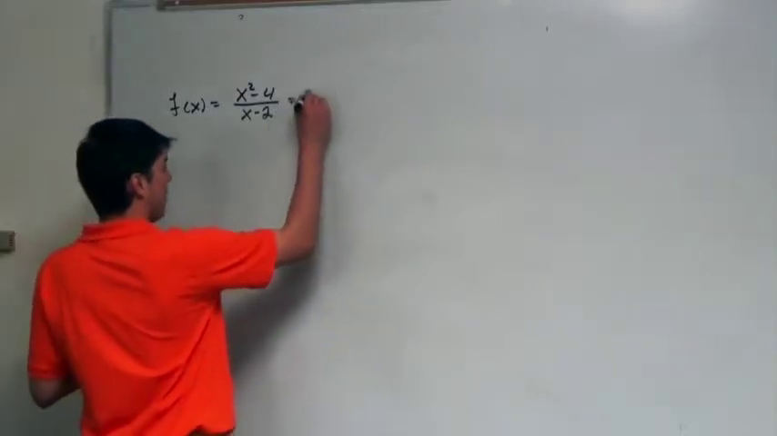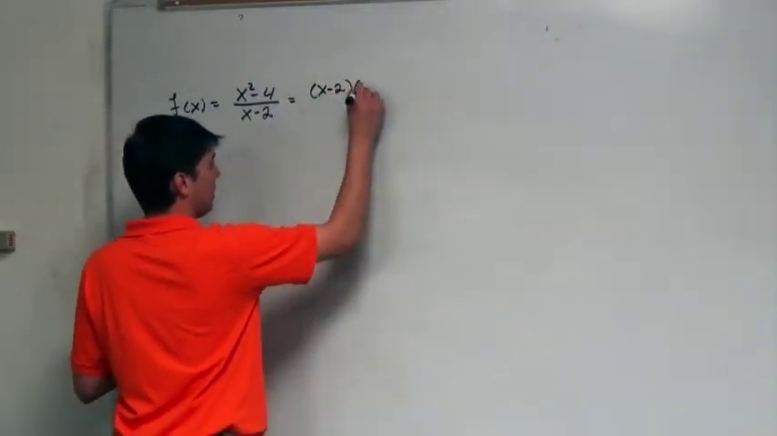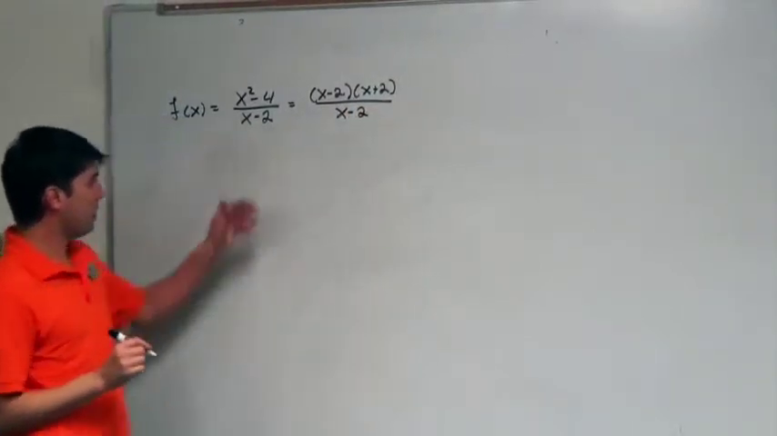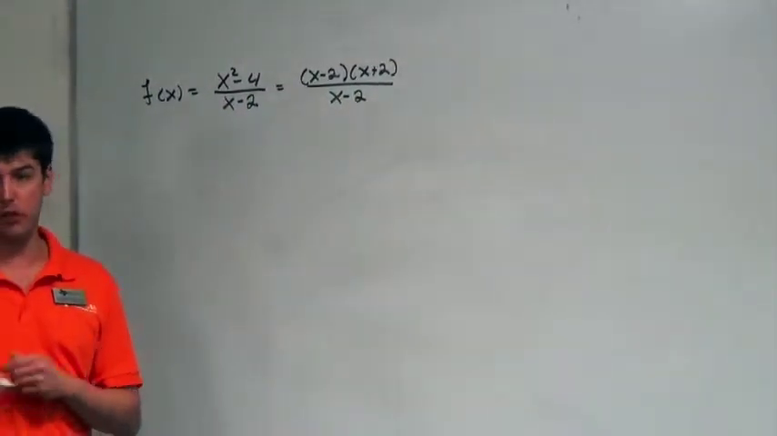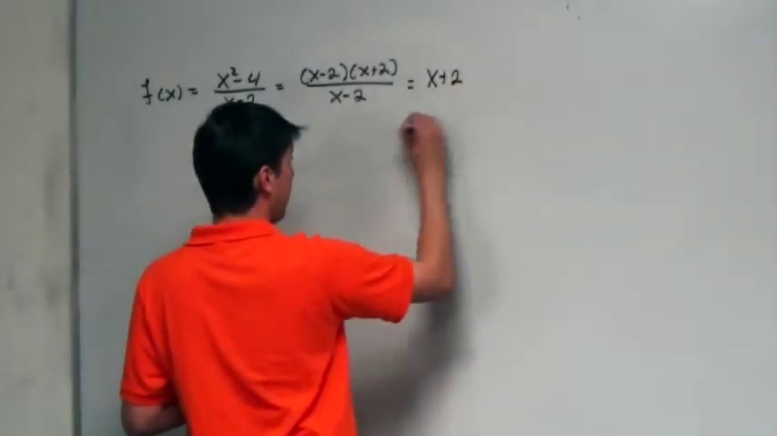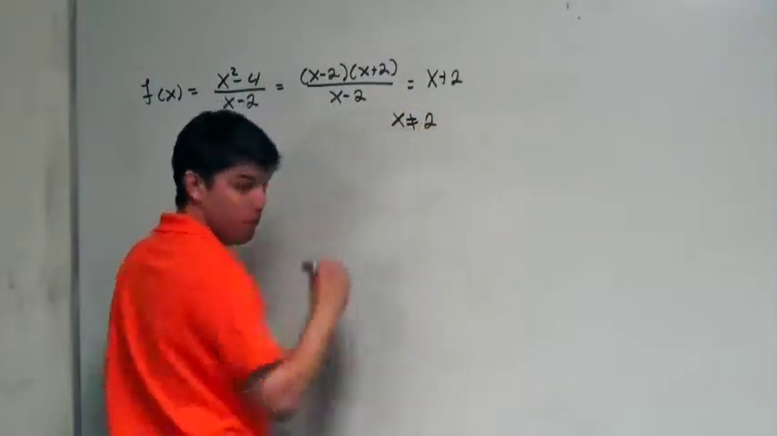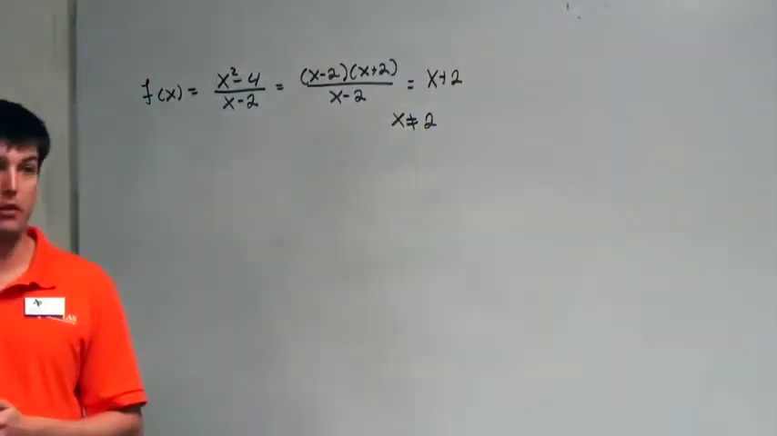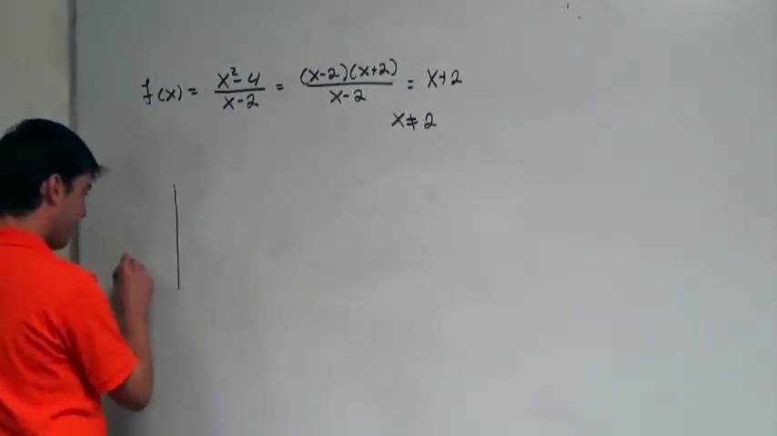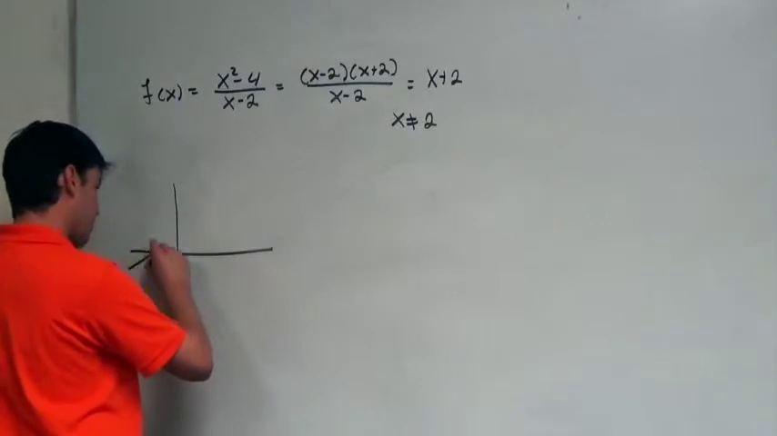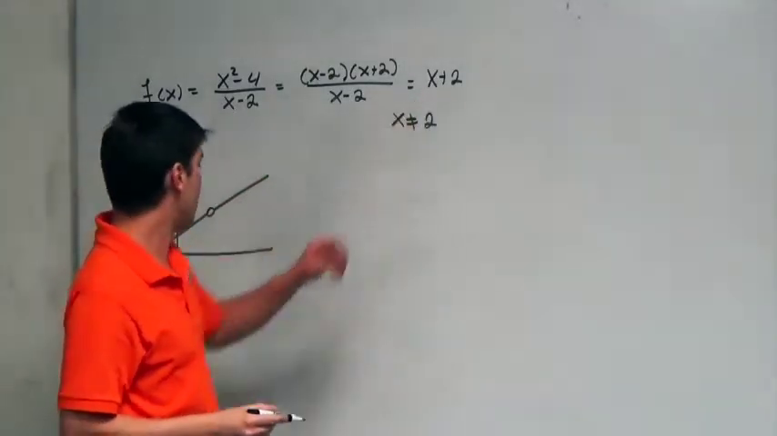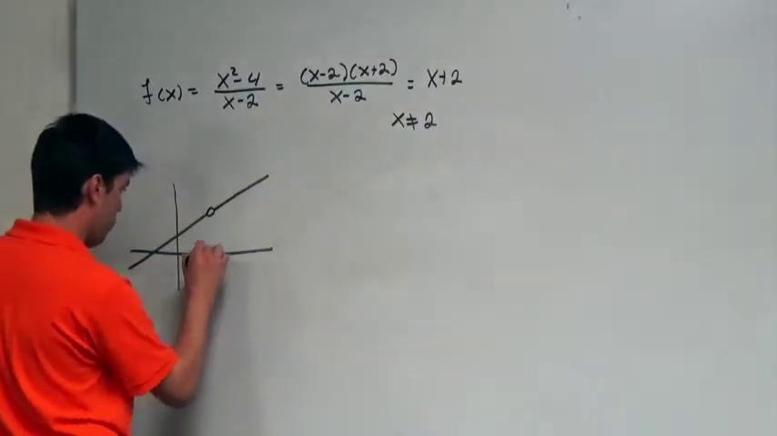But if we were to factor this, we see that we can make a cancellation of x minus 2, provided that x is not 2. 0 over 0 does not cancel out to 1. And if you were to graph this function, you would get the line y equals x plus 2 for all values of x except for 2.